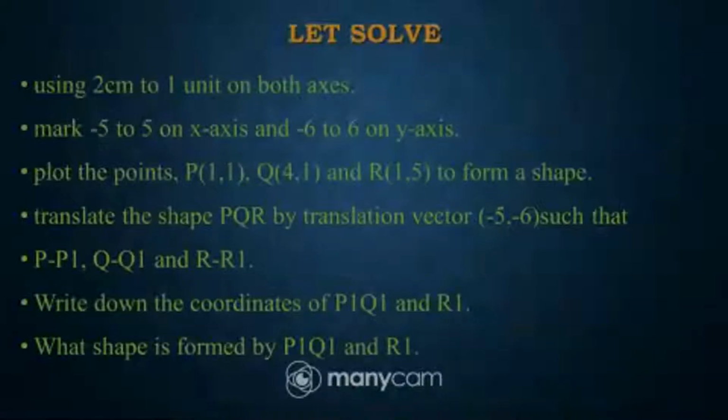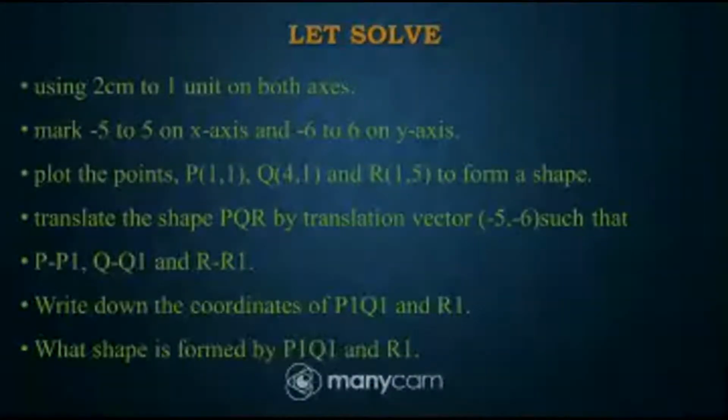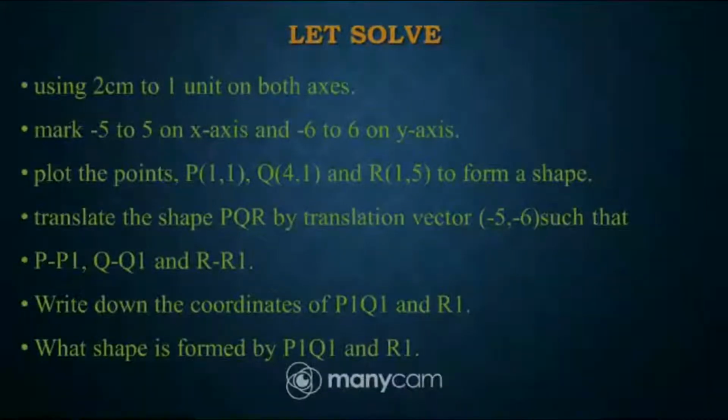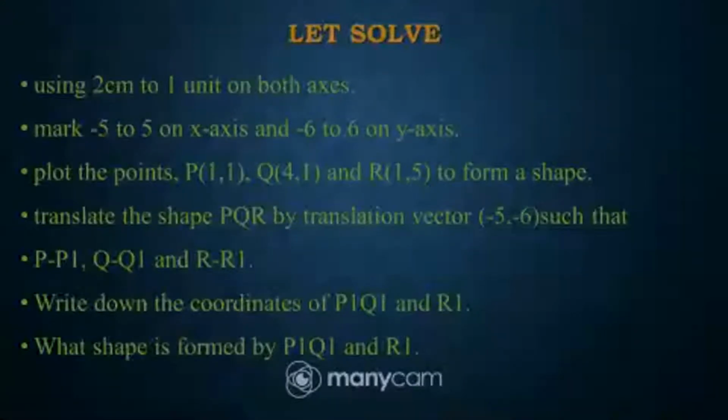Now let's solve this one using 2 centimeters to 1 unit on both axes. From a deep line to a deep line is 2 centimeters, or you can also take it from a faint line to a faint line. The numbers are supposed to start with 1, 2, 3, 4, 5, 6 in that order.